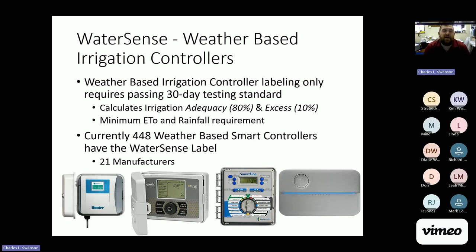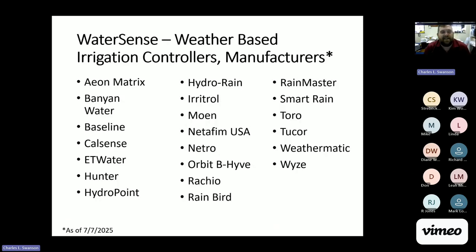WaterSense has labeled 448 different weather-based smart controllers. You may not have been aware that there are actually that many different types of controllers in the marketplace, but it only comes from 21 different manufacturers. Here's a list of the major manufacturers that have a product in their catalog that has the WaterSense label. Pretty much every major manufacturer in the U.S. has a product in their catalog.